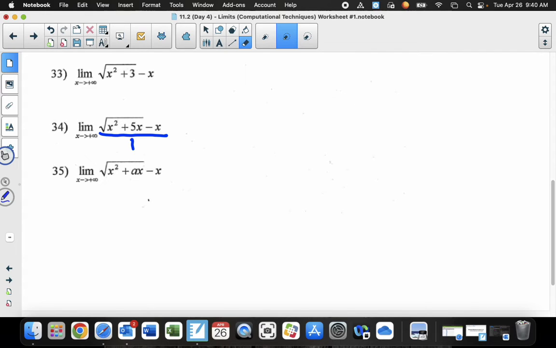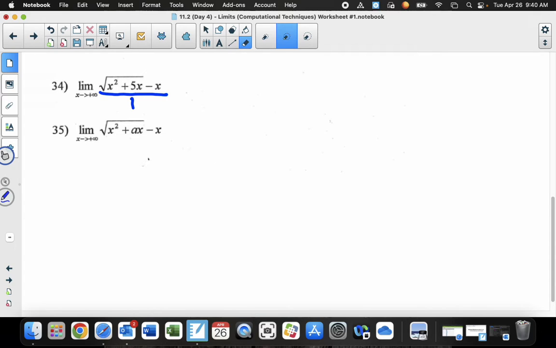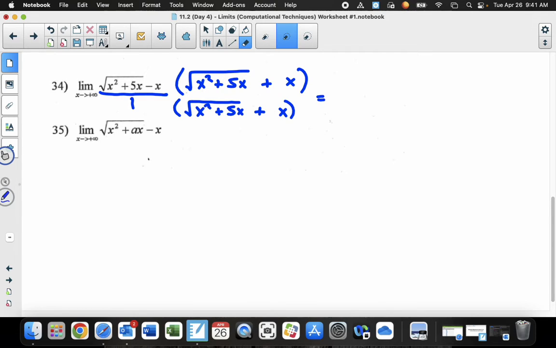And now, let's multiply by the conjugate. This one we'll do together. We'll do the whole thing. So if you multiply by the conjugate, we have the square root of x squared plus 5x plus x. Same thing in the denominator. When we multiply out the numerator, remember that's just the difference of squares, so all we care about is the first part and the last part. The middle terms will cancel.